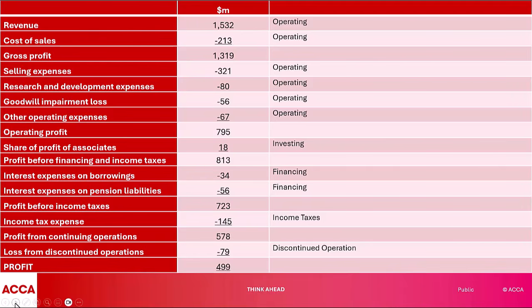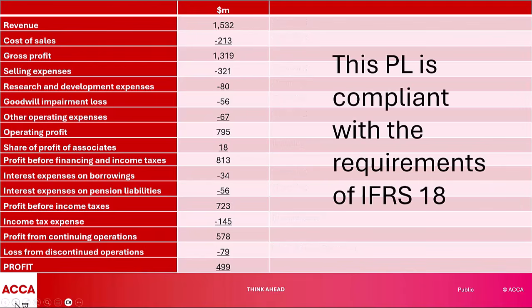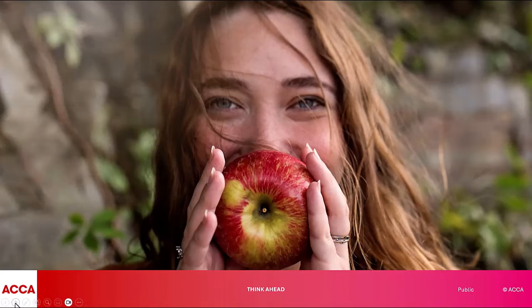So I repeat, this is an example of a P&L which is compliant with IFRS 18. And one of the ways that IFRS 18 can be tested is to give you a profit and loss account which is not compliant with IFRS 18 and challenge you to identify where it's deficient, challenge you to perhaps make corrections, and certainly explain what's going on.